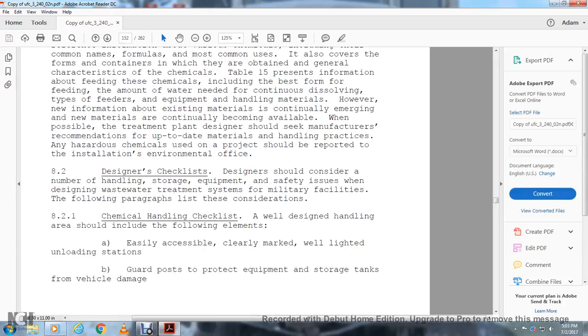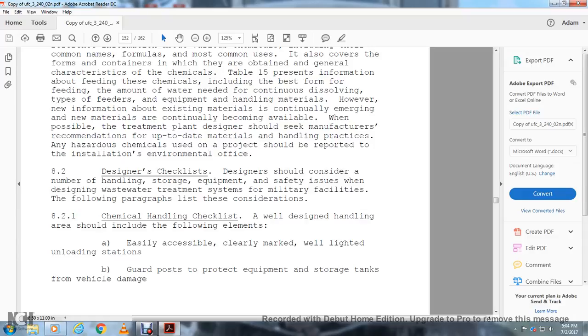Designer checklist. Designers should consider a number of handling, storage, equipment, and safety issues when designing wastewater treatment systems for military facilities. The following paragraphs list the considerations. 8.2.1 Chemical handling checklist. A well-designed handling area should include the following elements.